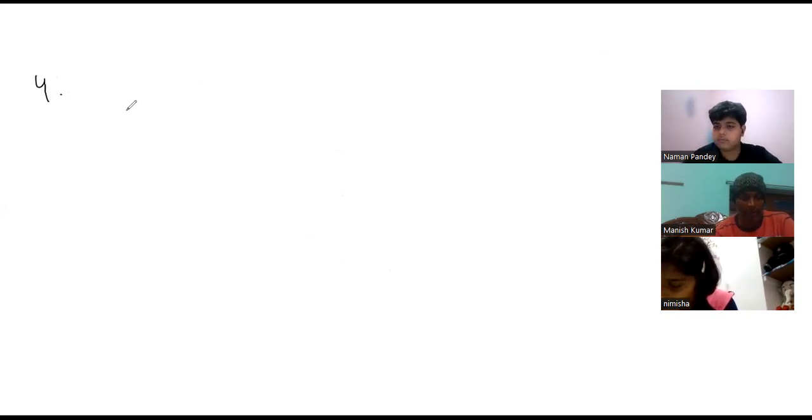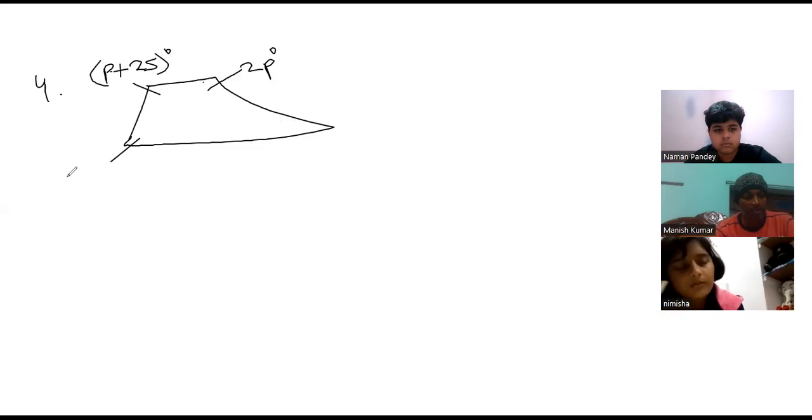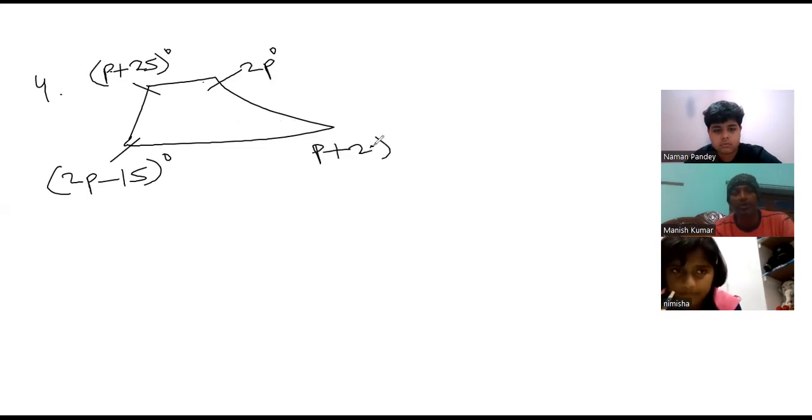The angles of a quadrilateral. Suppose there is a quadrilateral with angles: one is P plus 25 degree, then 2p degree, then 2p minus 15 degree, and the fourth one is p plus 20 degree. What is the value of the smallest angle? What formula can be applied here?